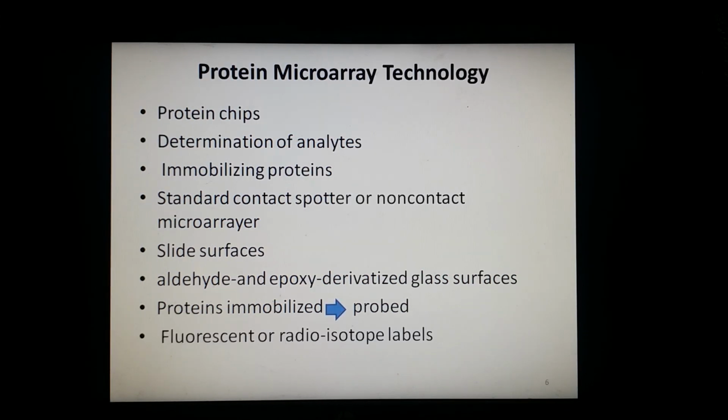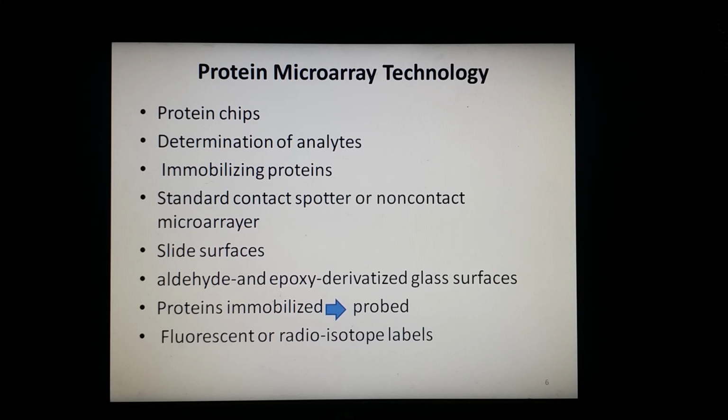The next technology that we will be discussing in today's lecture is the protein microarray technology. Protein microarrays, also known as protein chips, are miniaturized and parallel assay systems that contain small amounts of purified proteins in a high density format. They allow simultaneous determination of a great variety of analytes from small amounts of samples within a single experiment.